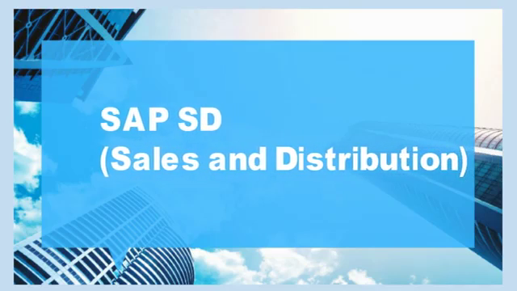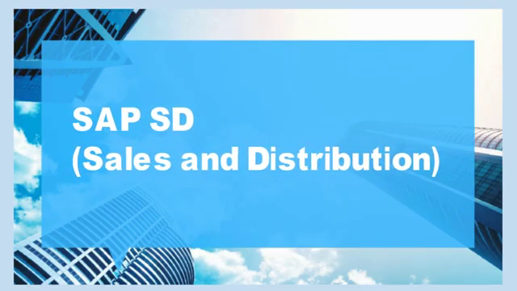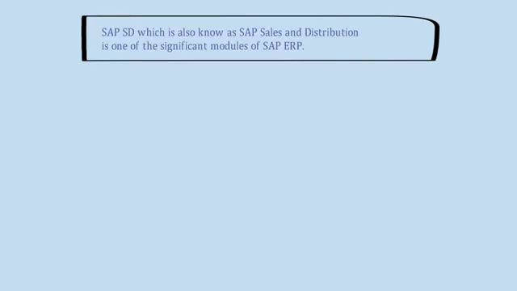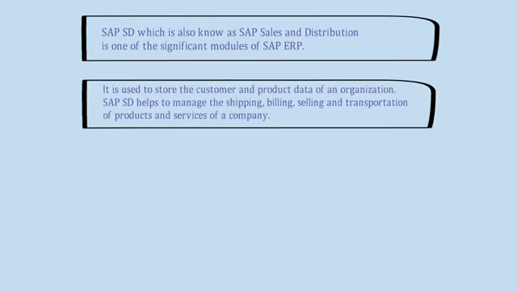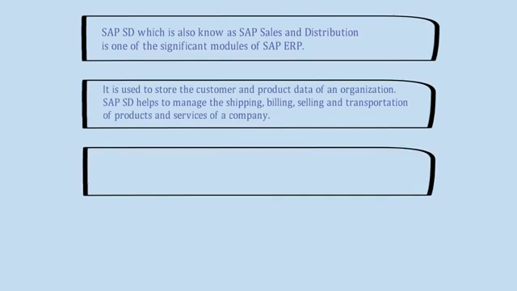This is an introductory tutorial that covers the basics of SAP SD and its various modules and submodules. SAP SD, which is also known as SAP Sales and Distribution, is one of the significant modules of SAP ERP. It is used to store the customer and product data of an organization. SAP SD helps to manage the shipping, billing, selling and transportation of products and services of a company.